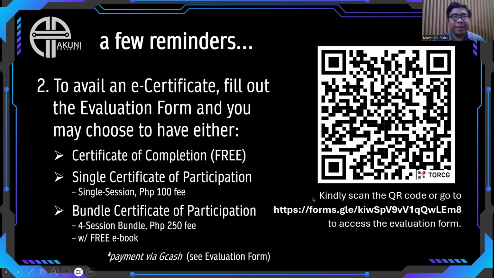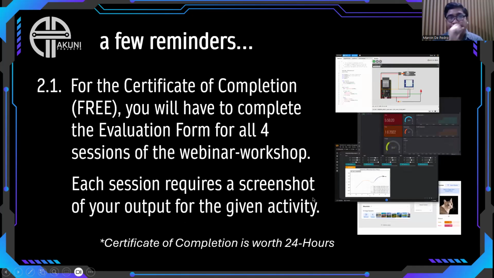Specifically for the certificate of completion, you will have to complete the evaluation form for all four sessions of the webinar workshop, meaning one evaluation form for each session. So you have to complete them all. And each time you fill out the evaluation form in a certain session, you will be required to provide a screenshot of your output for the given activity.